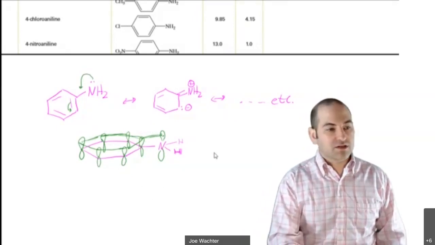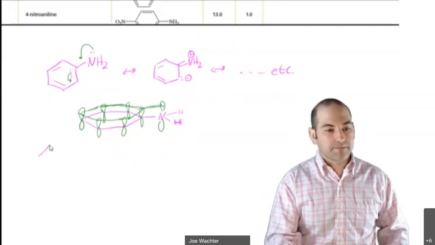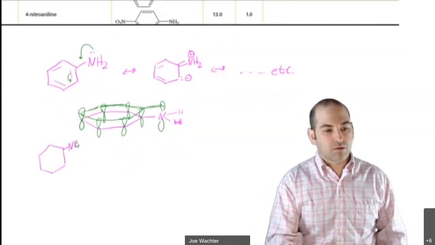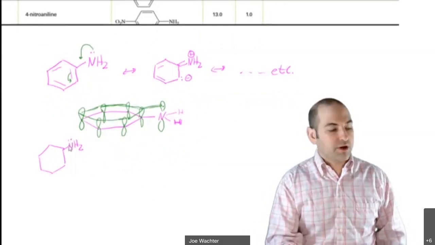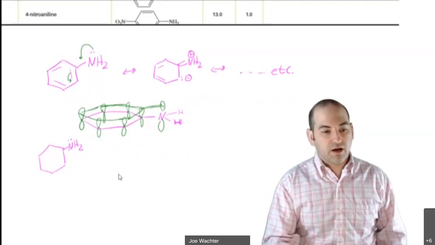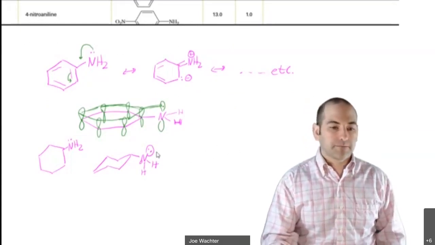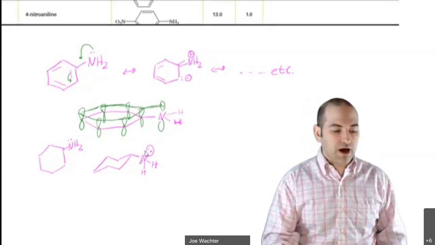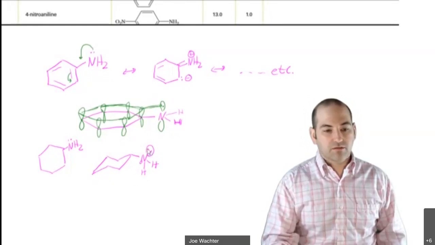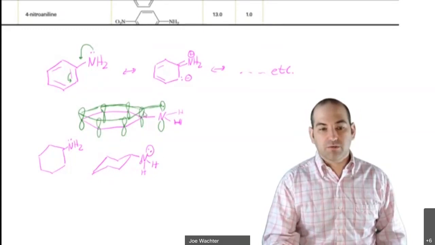Whereas if we look instead at a cyclohexylamine, now that lone pair is all on its own. There's no resonance there. If we drew this kind of on a side view, it wouldn't be planar, right? It would be a chair conformation. And this would be fully tetrahedral with the lone pair in an sp3 orbital. So not resonance stabilized at all, but rather kind of all on its own. So that makes that lone pair much more basic than this resonance stable one.